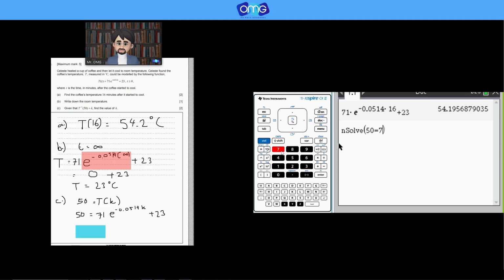50 equals 71 multiplied by e to the power of negative 0.0514 x, for this case, plus 23, and then comma k, because we use variable k here, close bracket, enter. So k equals 18.8. That's 18.8 minutes in order to become 50 degrees Celsius, and that's the answer.